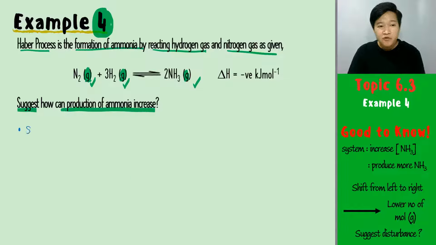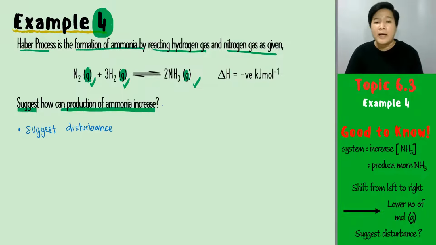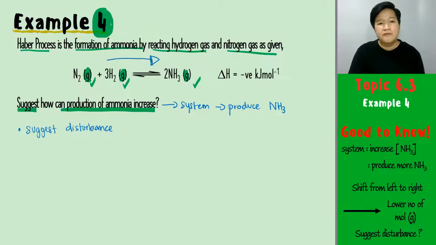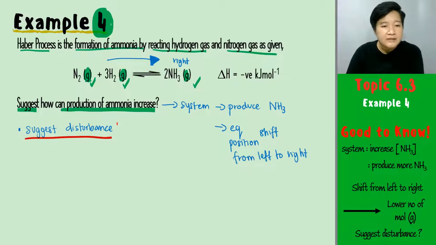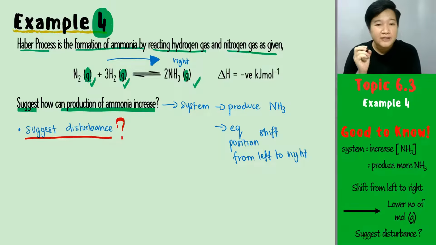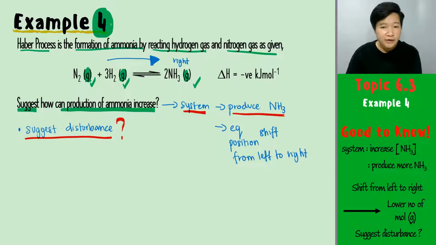So remember, this is the type of question where you need to suggest disturbance. Okay? You need to suggest disturbance to ensure that your system over here will be producing ammonia. We want to produce ammonia. Okay? And if I want to produce ammonia, my equilibrium position must be shifting from the left to the right because my ammonia is on the right. Agree? So right now, your system must also force the equilibrium position shift from left to right. So the question is, what would be the disturbance that we can apply to ensure that the system will produce ammonia and also the equilibrium position will shift from the left to the right?